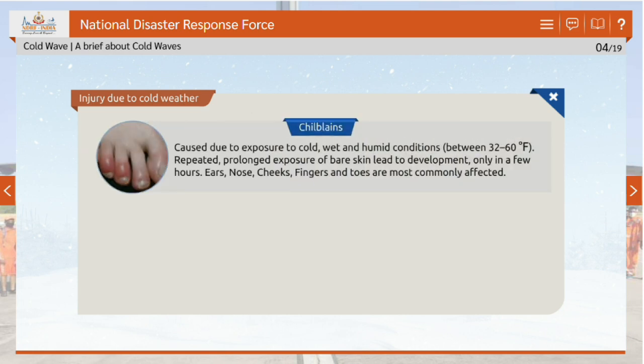Chilblains is caused due to exposure to cold, wet and humid conditions between 32 to 60 degrees Fahrenheit. Repeated, prolonged exposure of bare skin leads to development in only a few hours. Ears, nose, cheeks, fingers and toes are most commonly affected.